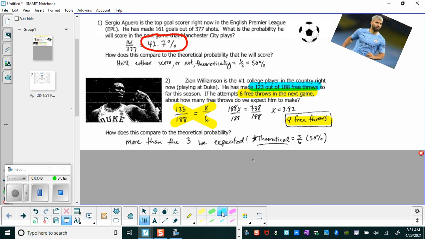Now, another thing we can consider is theoretically what we would have thought. Theoretically, everybody has a 50%. We've talked about that. So we can also compare that if he went to the line 6 times, or was shooting 6 free throws, theoretically, we'd expect him to make 3 of those 6. And so theoretically is 3 out of 6. But based on the data, we expect him to make 4 out of 6. So his data says that he's a better than expected free throw shooter.